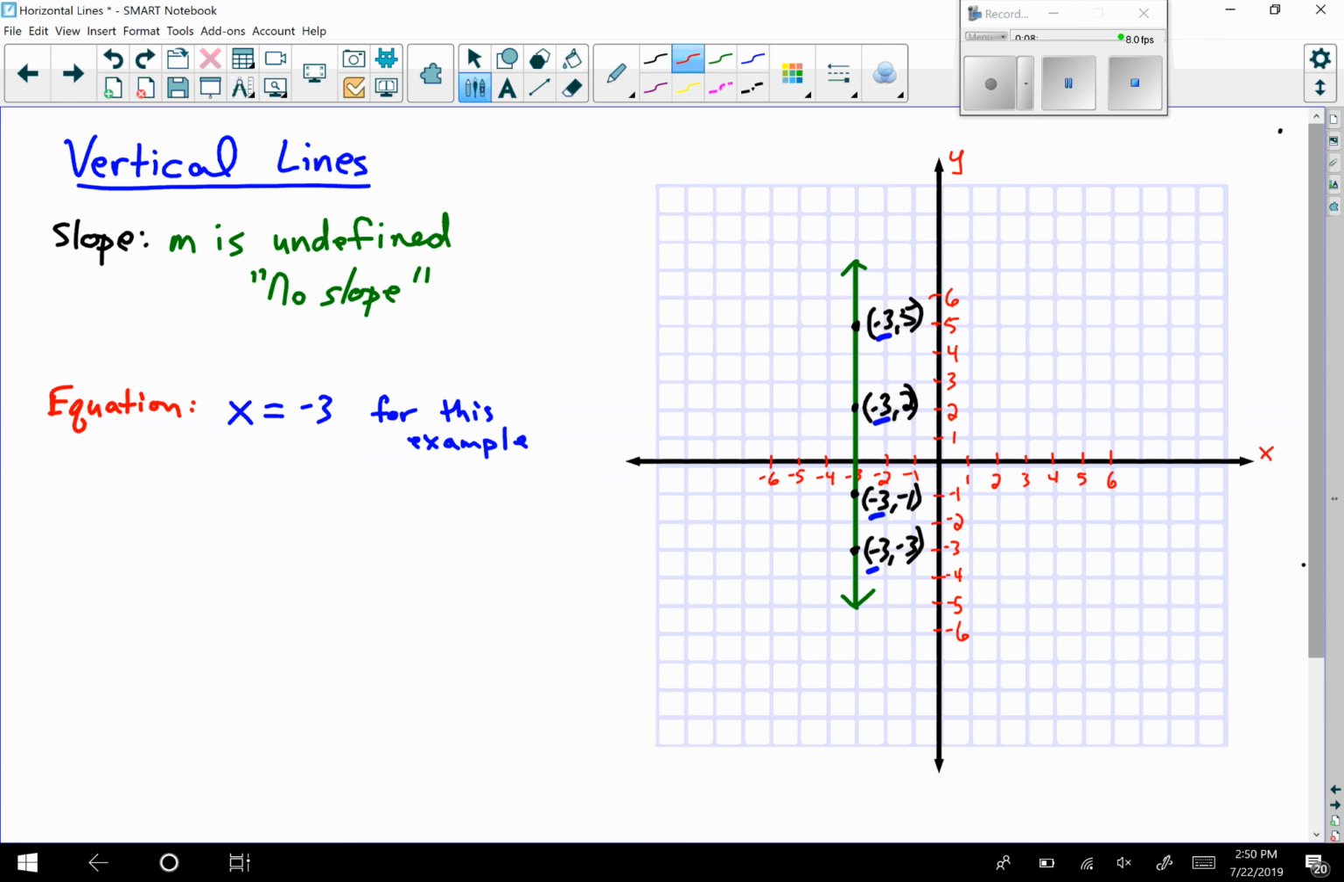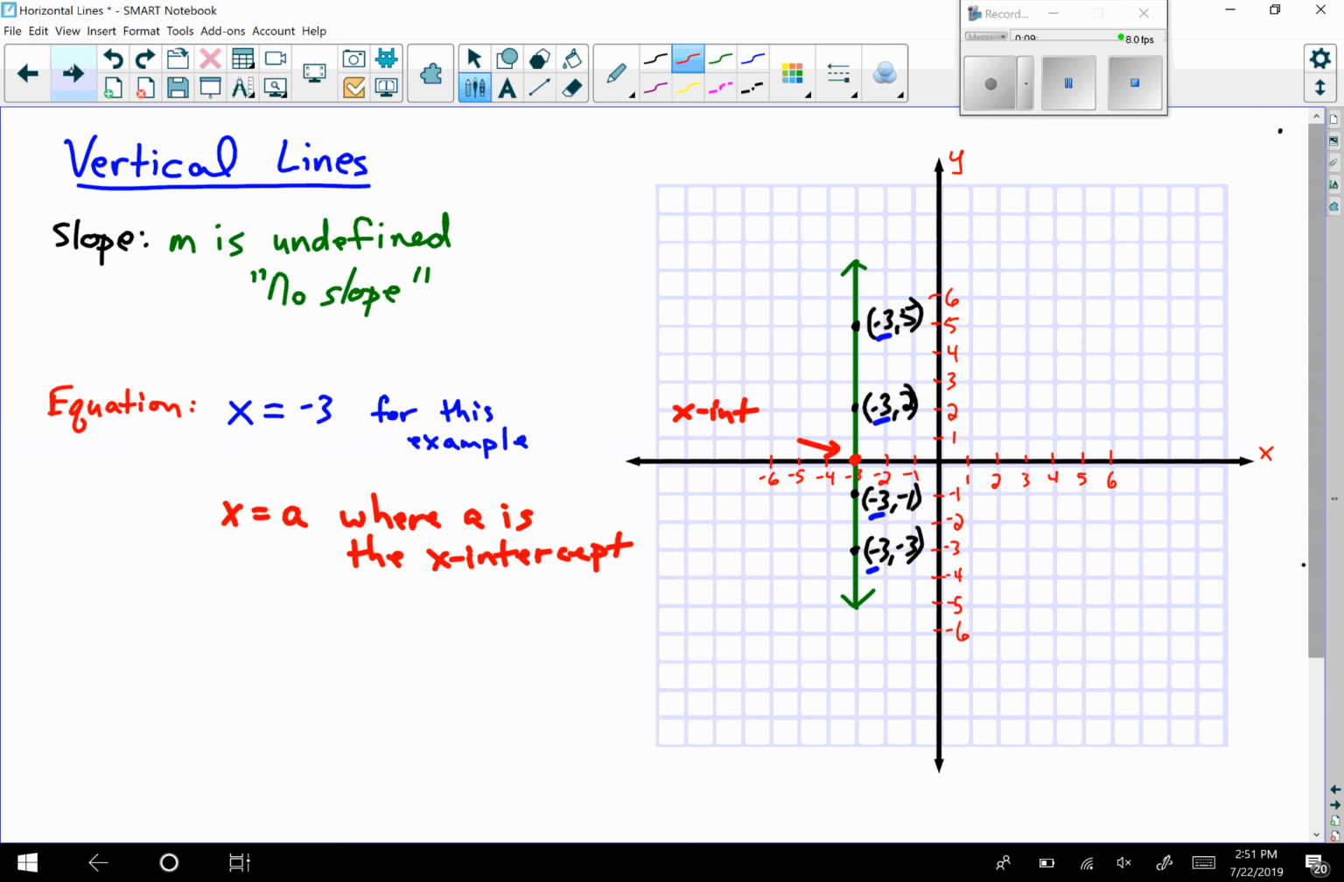For any vertical line, I call that the x-intercept. I'm going to abbreviate that, just intercept as int. So the equation of any vertical line is going to be x equals a, where a is the x-intercept. All right, so here we went over that the slope of any vertical line is described as being undefined. The equation is going to be x equals some number where that number is the x-intercept.